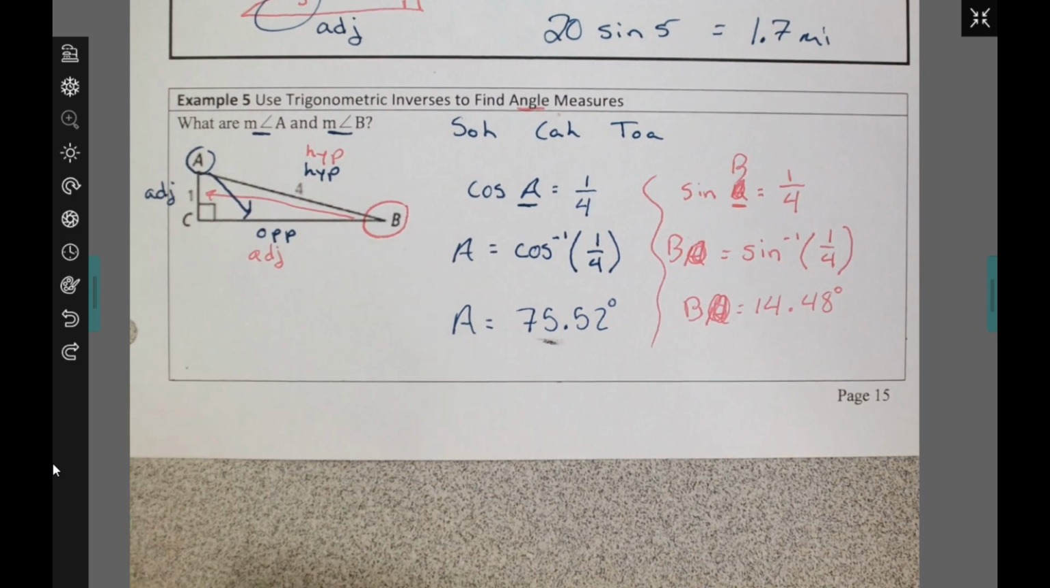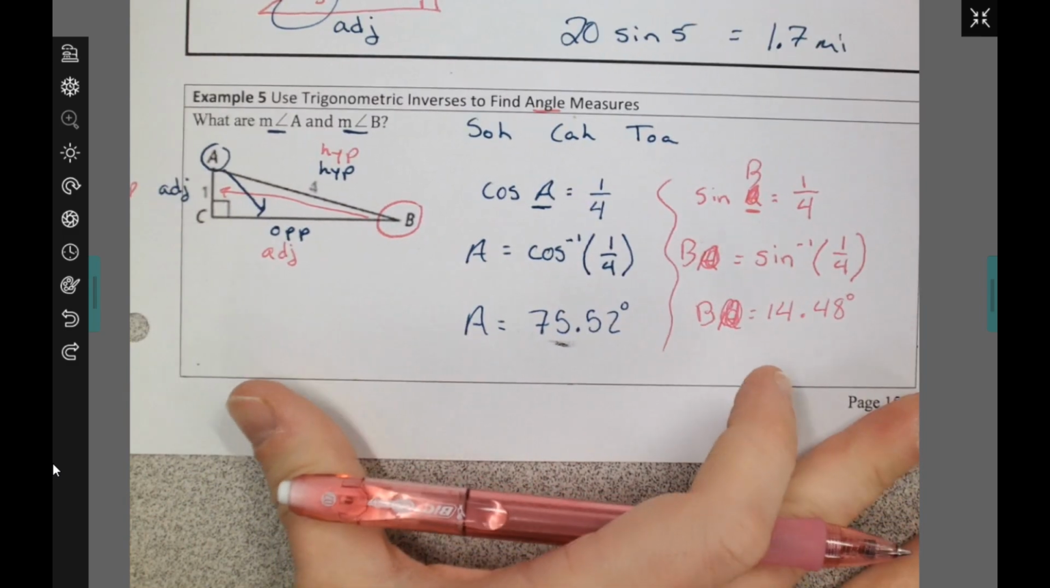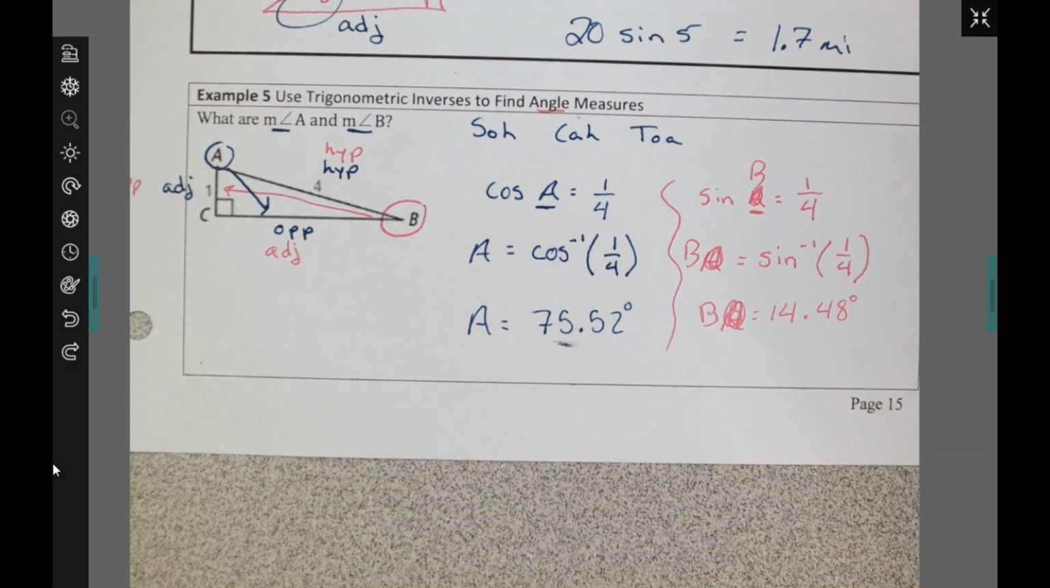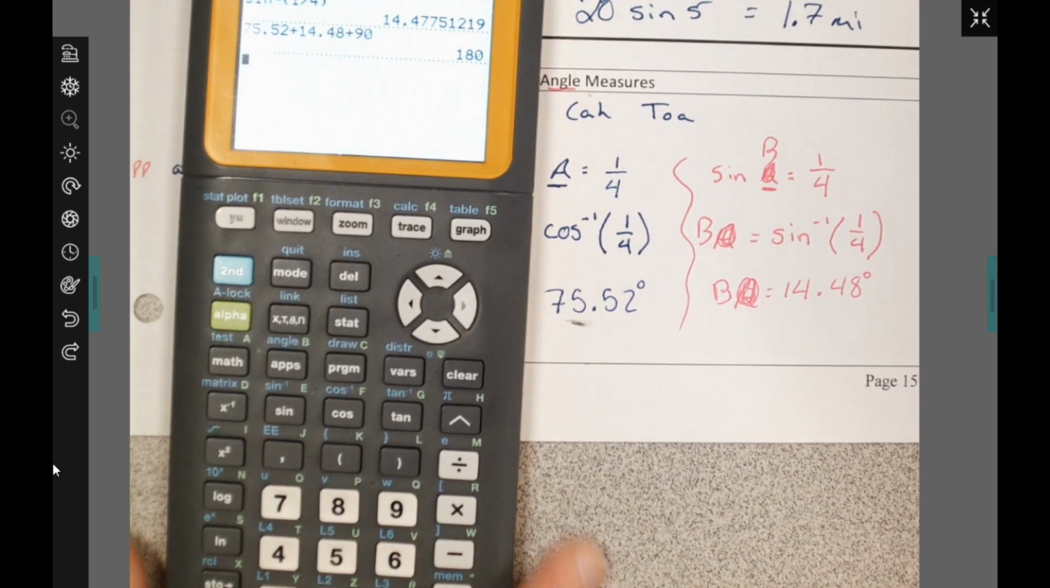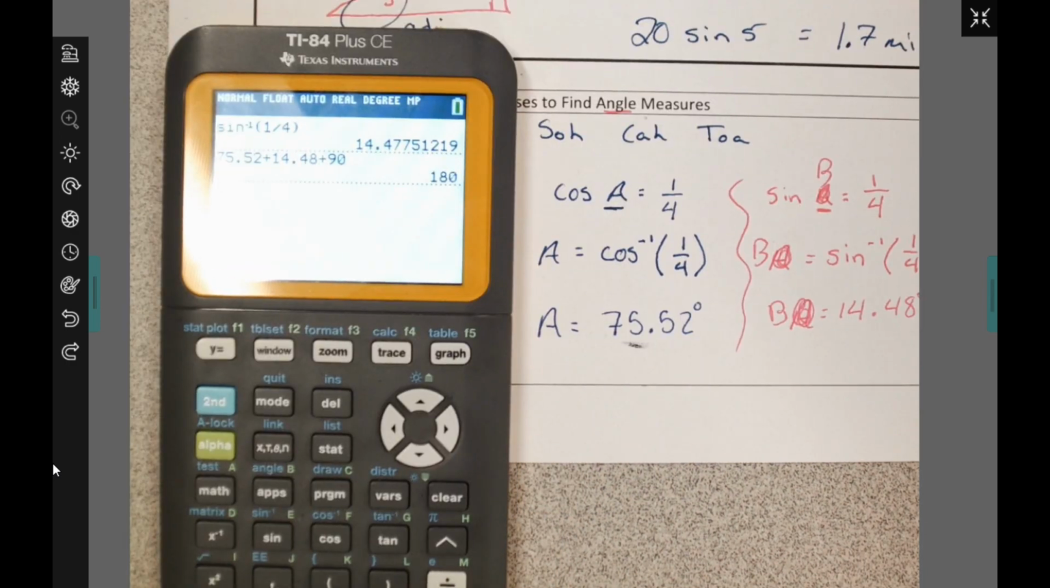Okay? So you could easily check your work by adding these three angles together, and they should be 180. So you have 75.52 plus 14.48 plus the 90, which was already given to me, adds up to be 180 degrees. If you add them up and it's off by a little bit, like a decimal or maybe even 1, that could be due to rounding, but it should be right around 180 degrees for the total of the three angles.